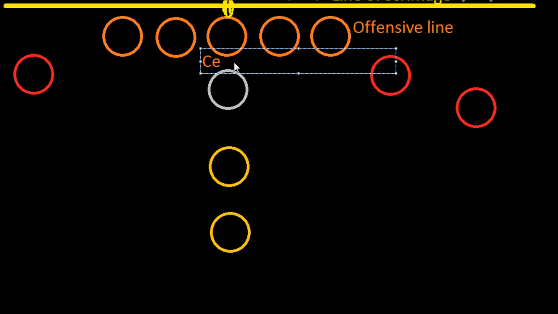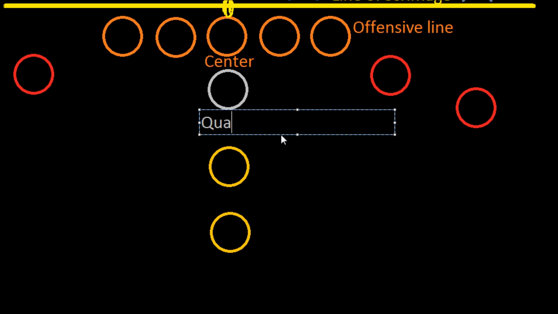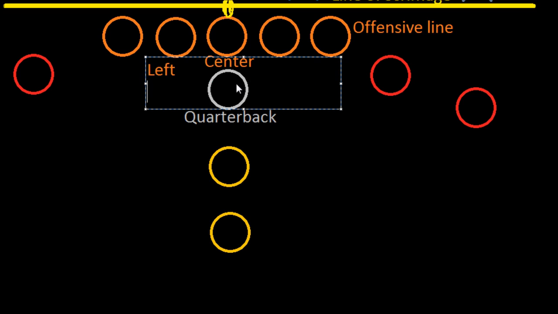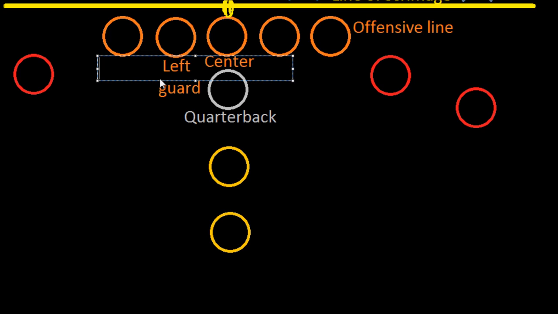The man in the middle is fittingly called the center, and the center is going to be the man who snaps the ball back to the quarterback. So we'll get back to him in a second. The quarterback is the guy there, the gray guy standing behind the center. On either side of the center, we have our other offensive linemen. So on the left side, we're going to have our left guard, who stands right beside the center to his left, and then we're going to have the left tackle.